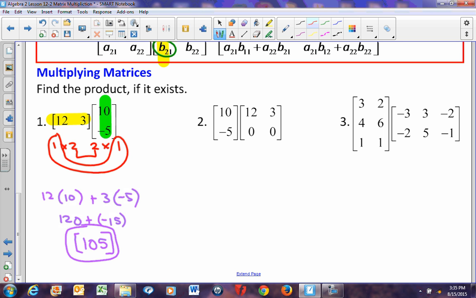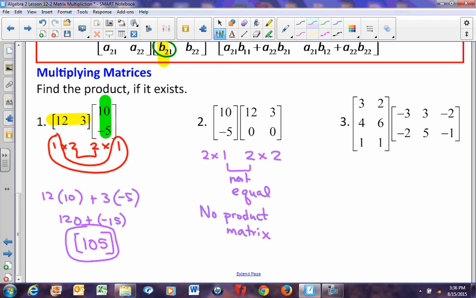Not too hard. Let's take a look at this one. Number 2 has 2 rows, 1 column, and 2 rows, 2 columns. It doesn't match, does it? Not equal. Since it is not equal, no product matrix. They do not have a product matrix, they can't be multiplied.